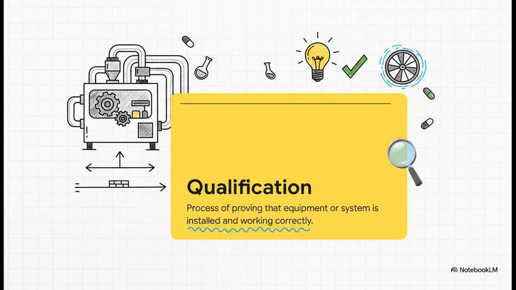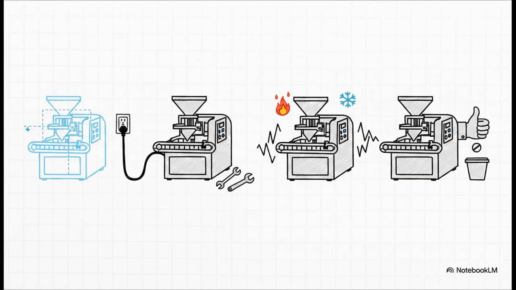Before you can ever hope to make a good product, you have to prove that the shiny new machine you just bought was put together right and actually turns on exactly the way the manufacturer said it would. Qualification is actually the only term of our big three that's structured with specific chronological subcategories.